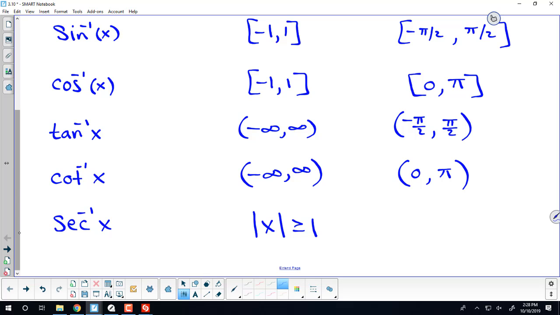So the inverse secant's range is from 0, including 0, to π/2, but not including π/2, because that would cause us to have a division by 0. Union π/2 to π, including π.